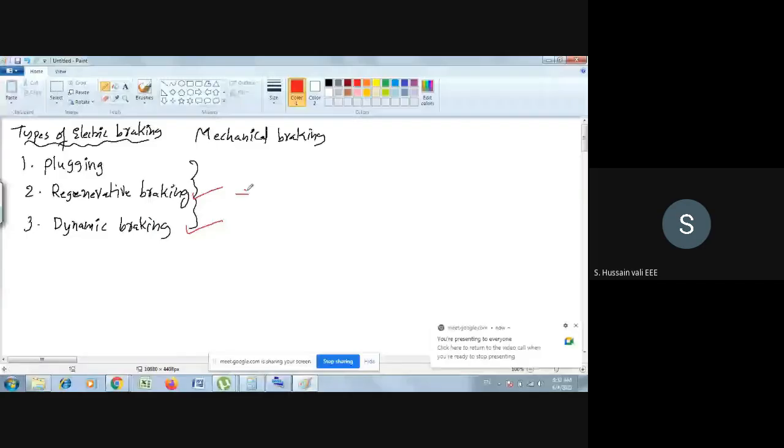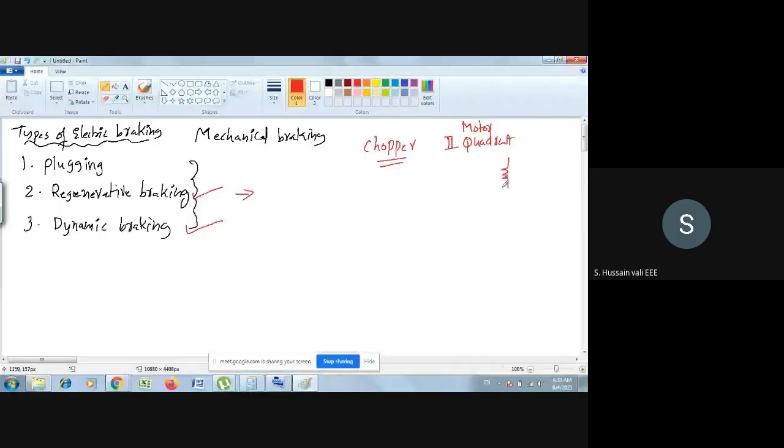Regenerative braking, in the sense, what you do exactly there is this. For example, you are operating with a chopper, controlling the motor with the help of a chopper. Then you go for the second quadrant. You will operate the motor in the second quadrant. So what do you do in the second quadrant? The motor is there.